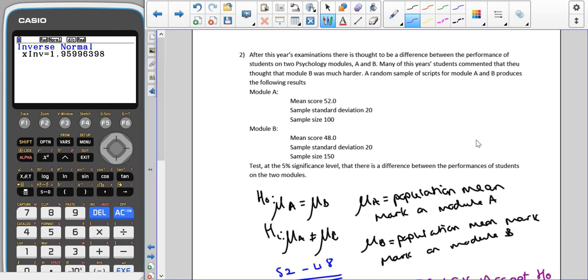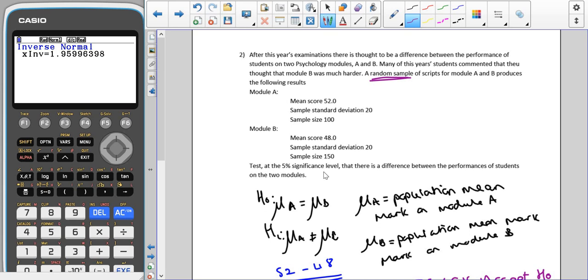Okay, so hopefully you paused the video and gave the now you try question a go. So here we have, after this year's examination, there is thought to be a difference between the performance of students in 2 psychology modules, A and B. Many of this year's students commented that they thought that module B was much harder. A random sample of scripts from module A and B produced the following results. So this time it has told us that we had a random sample.